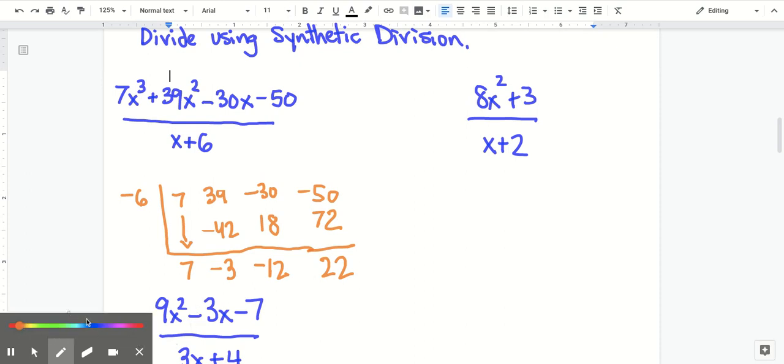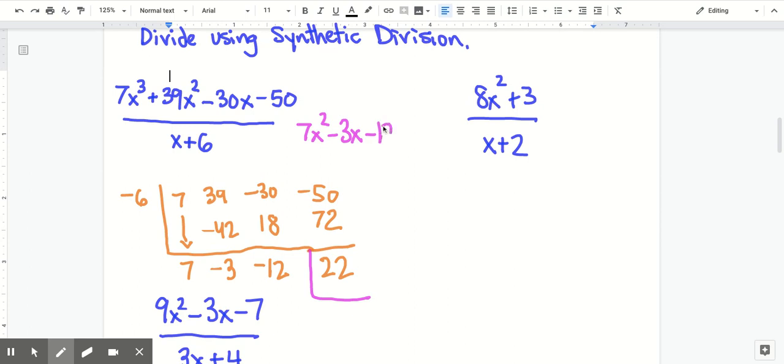So these numbers here on the bottom are my answer, but I have to decode this and put it back in like x terms. The far one is your remainder. So my remainder is 22. This is my plain number. This is my x. This is my x squared. If I had another one, this would be x to the third. So my answer to this problem is 7x squared minus 3x minus 12 with a 22 over the thing I divided by, which was x plus 6.